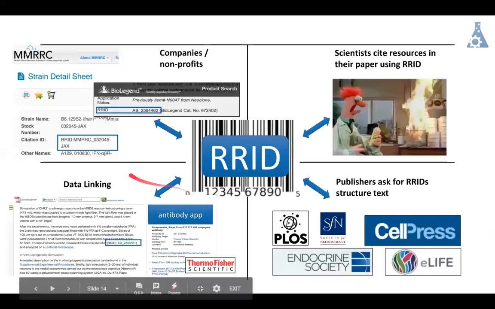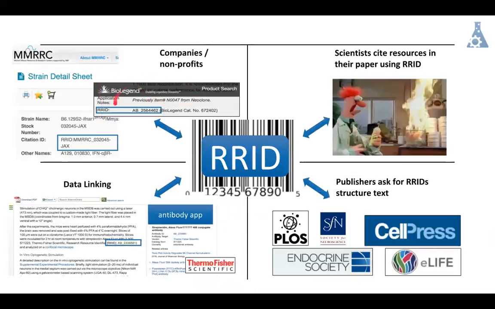And so what you find here is that if you look at some of the vendors, the companies that actually have these kinds of research resources, so here's BioLegend, there's a nice RRID for this particular antibody. Now this is on their product page. MMRRC is a nonprofit run from various universities. This is a strain data sheet, again, talking about how to cite this. There's the citation ID. Here is the RRID right there.